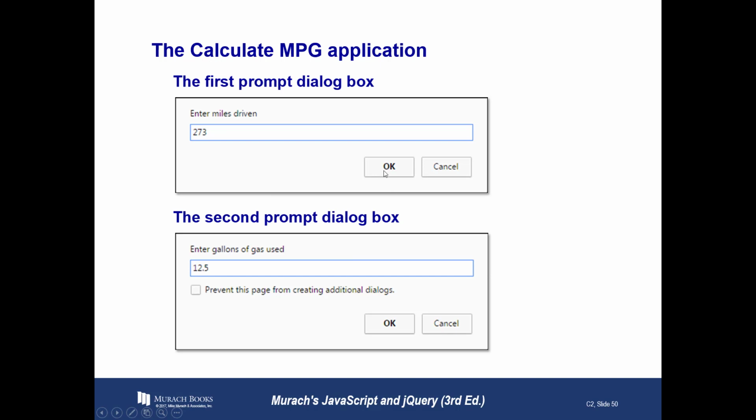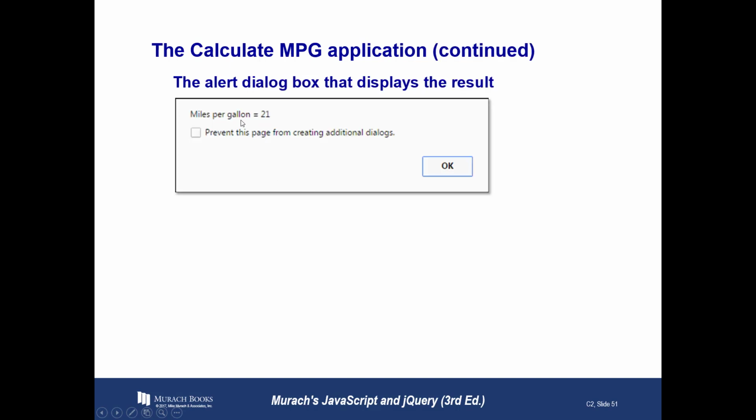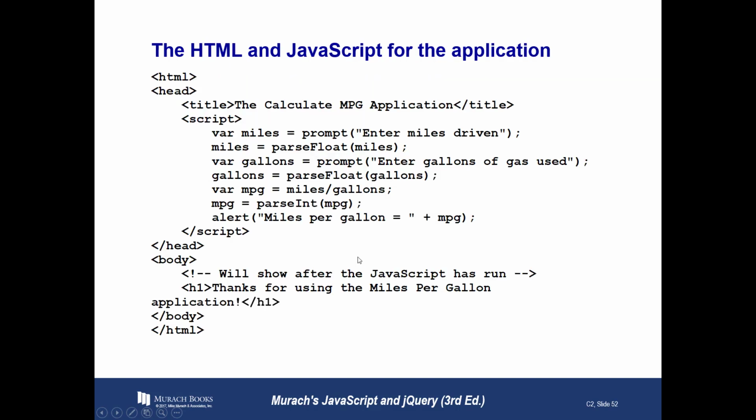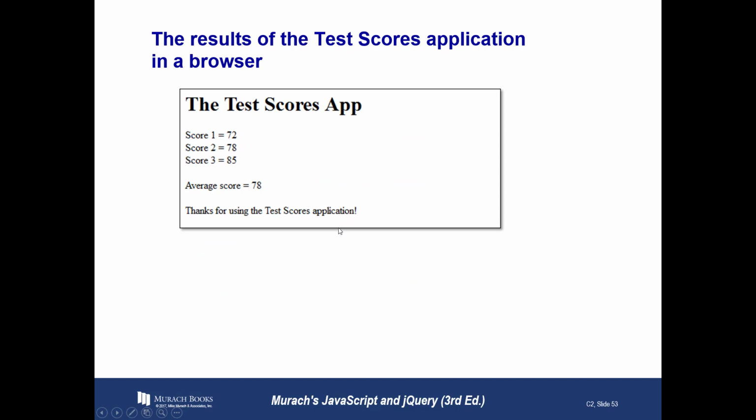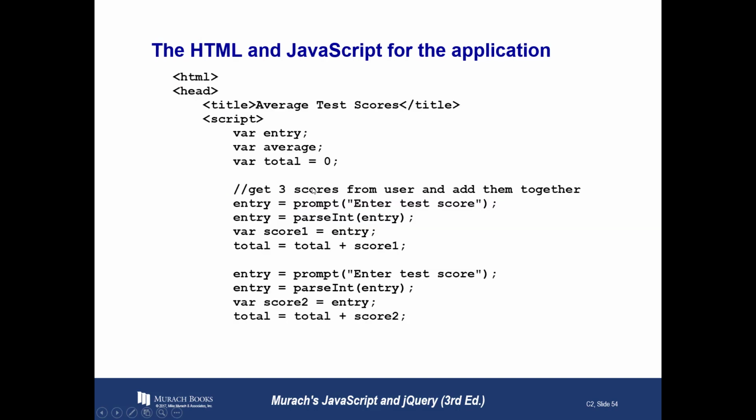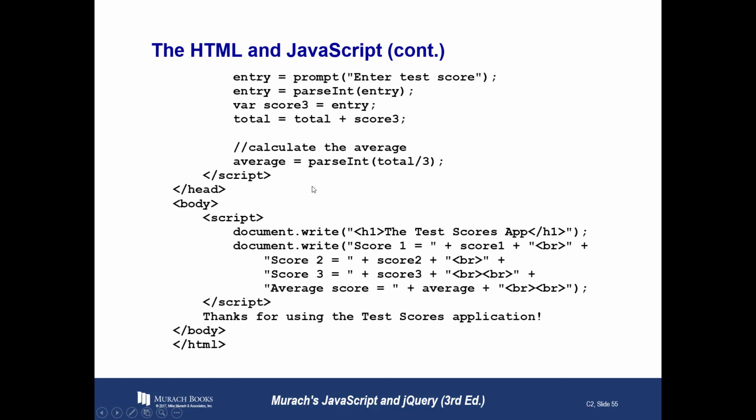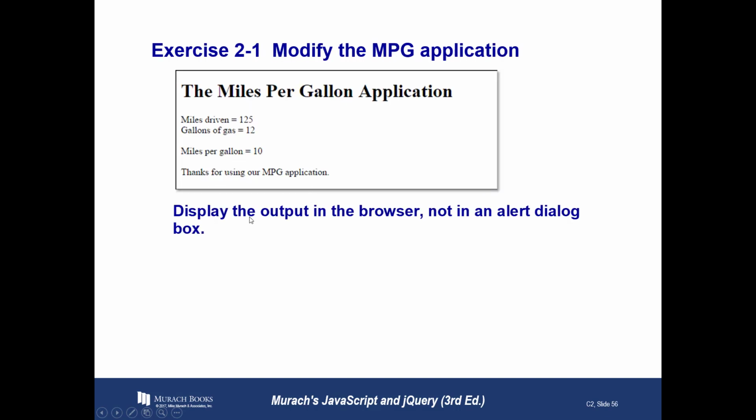Here's some examples. So if you have a simple JavaScript program, enter miles driven 273, enter gallons used 12.5, you do the math, and you get the answer. They give you the HTML for this, and then they give you another quick little JavaScript program with test scores. You add the 3 up, divide by 3, and you get this. And then they give you the HTML and the JavaScript for that as well. All right.